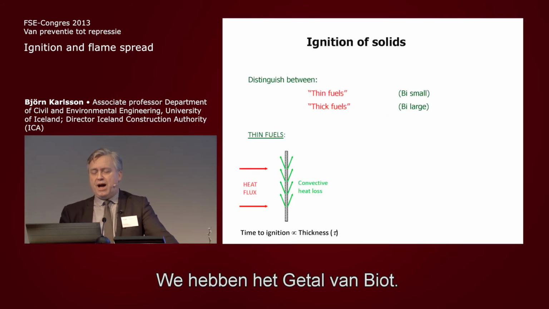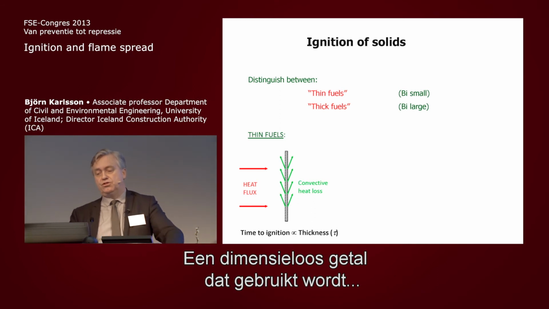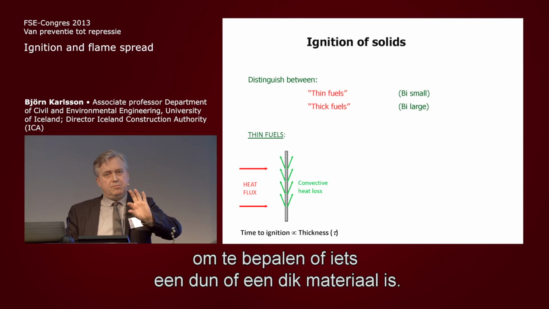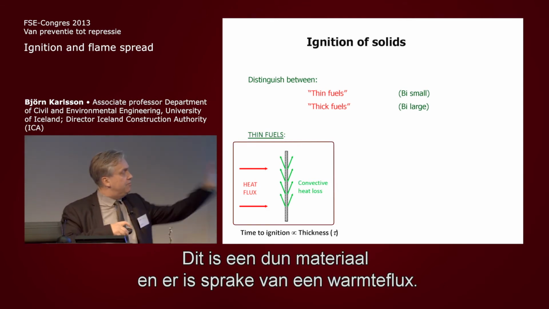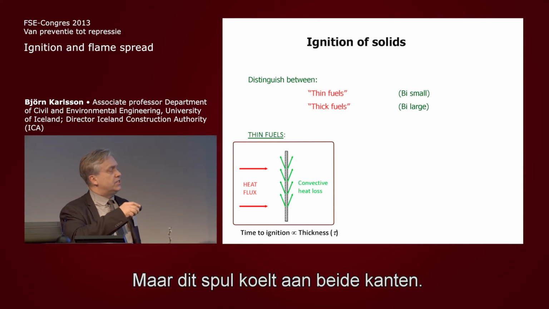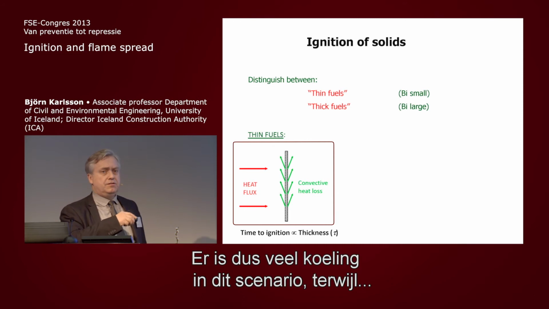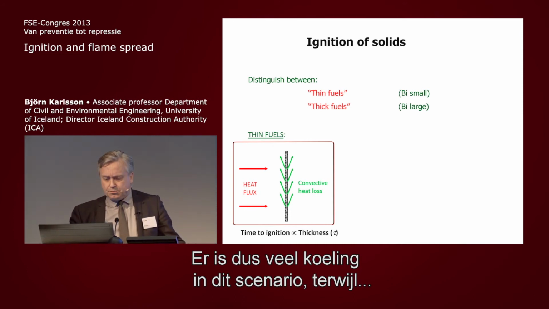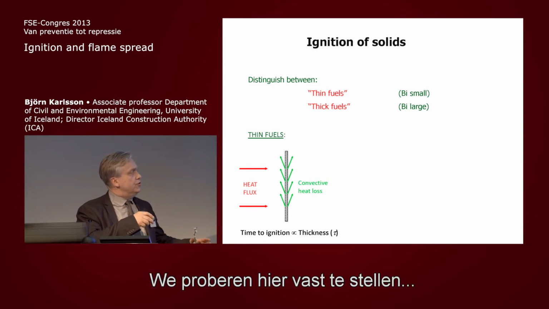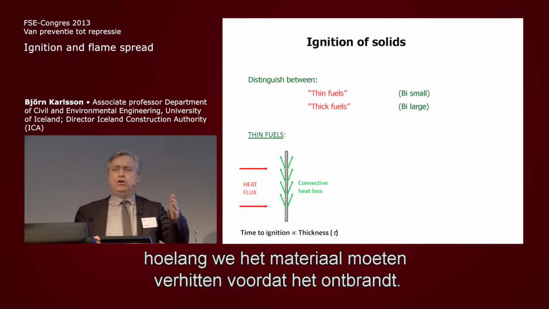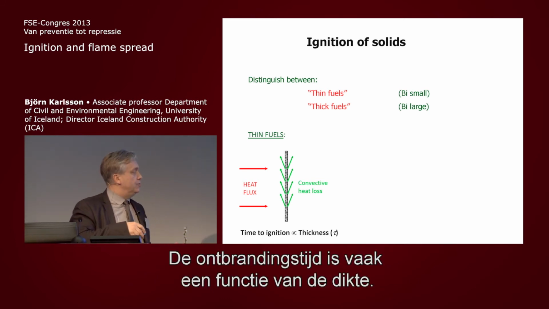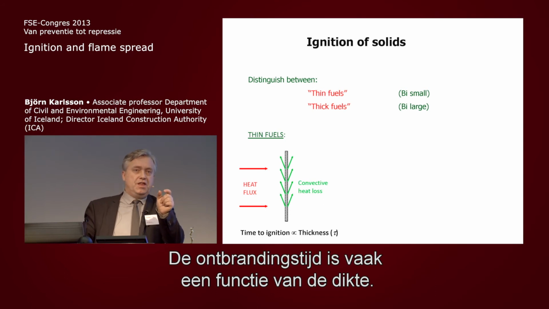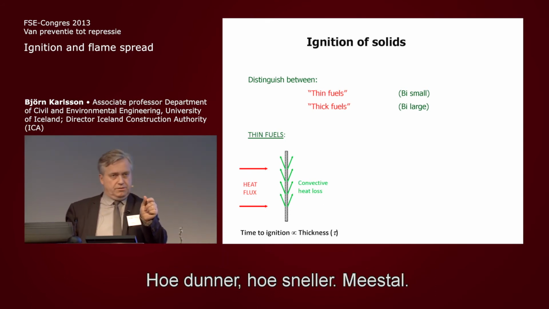There's a number called the Biot number, which is a dimensionless number that's often used to tell you, is this a thick material, is this a thin material? I'm not going to go into explaining what that is, but basically it's like this. This is a thin material, and we have some heat flux coming in at it, but it cools at both sides. So there's a lot more cooling in this scenario. And we know that time to ignition, so what we're trying to develop here is how long do I have to heat this material before it ignites? That's a good way of checking whether a material is dangerous or not. Time to ignition is actually often a function of the thickness. The thinner, the quicker, usually. Okay?